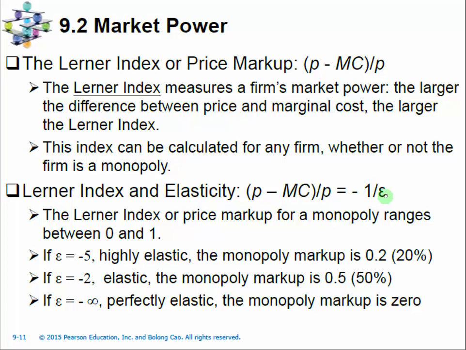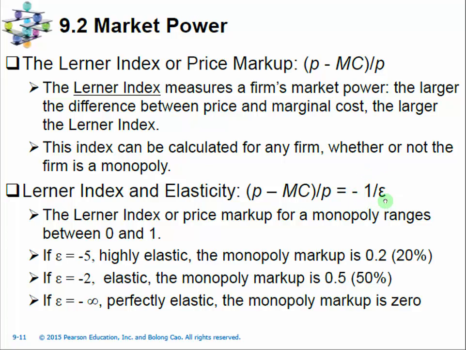So again, because the monopolist is only supplying on the portion of the demand curve that is elastic, which means epsilon is less than -1, -1 over epsilon will be a number between 0 and 1. First, it's a positive number because we have a minus sign here, and epsilon is negative itself. A negative of a negative number is a positive number.